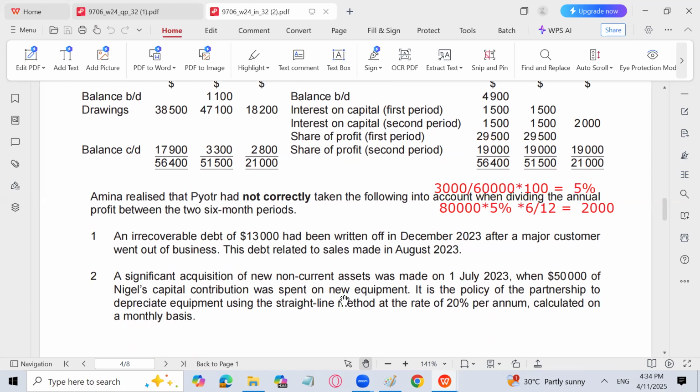A significant acquisition of non-current asset was made on 1st July of 50,000. We have purchased non-current asset of 50,000 in the later part of the year, meaning the last 6 months. But we have not recorded that transaction. It means that we have not recorded the depreciation also. Even the non-current asset is not recorded, and the depreciation is also not recorded. So we can calculate depreciation: 50,000 into 2% into 6/12, that is 5,000. So 13,000 of bad debts and 5,000 of depreciation is incorrectly treated in the books of account.